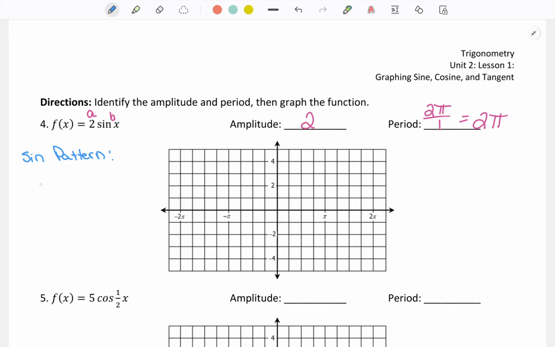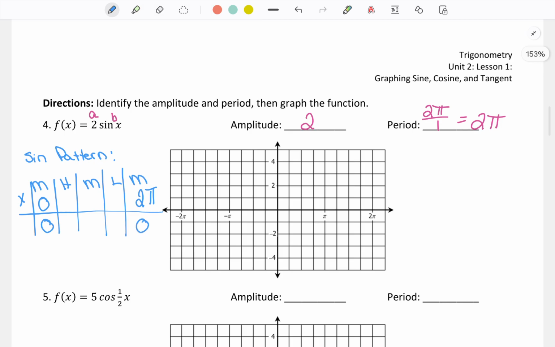And that is middle, high, middle, low, middle. And that covers 1 repeat. So for our x values, we will start at 0 and we will end at 2 pi. So we can go ahead and mark those because they're both in the middle. So we're at 0 on each of those.